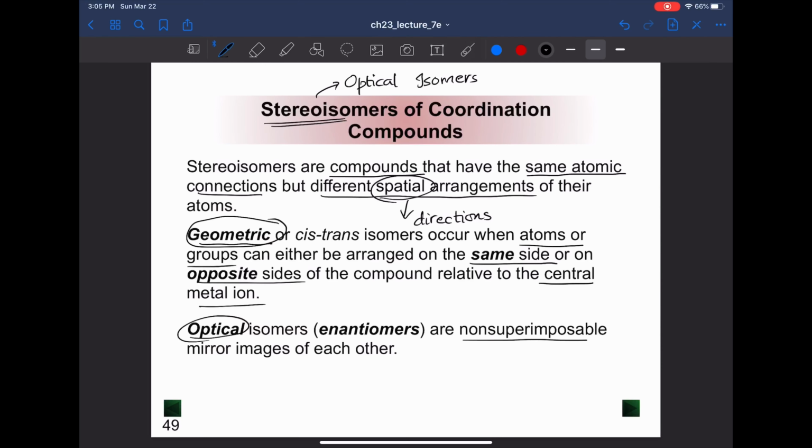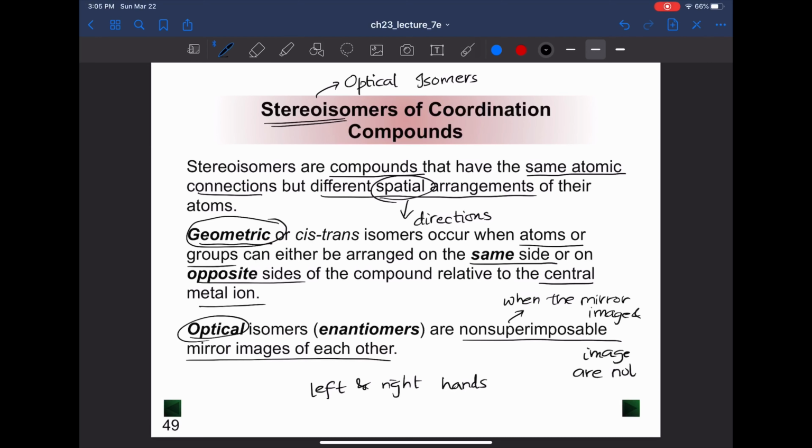Optical isomers are basically non-superimposable mirror images. An example of an optical isomer would be your left hand and your right hand. If you take your left hand and right hand and put them next to each other, you notice that they are mirror images of each other, but when you rotate one and keep it in front of you, they are not actually similar. This is an example of a non-superimposable mirror image. A non-superimposable mirror image is when the mirror image and the image are not the same, so we call them optical isomers.